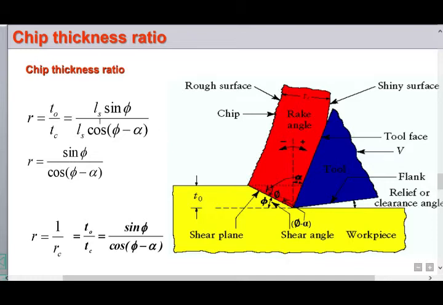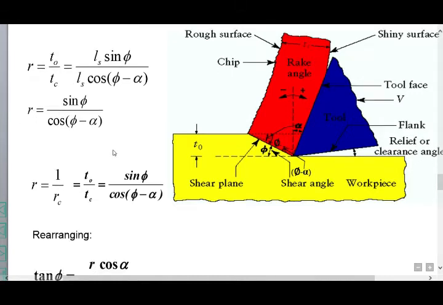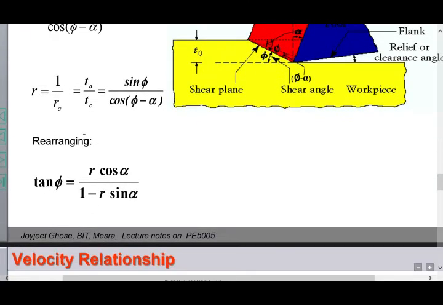What is here? Sin phi is equal to, and next this is the R. Gamma is equal to sin phi divided by cos phi minus alpha. Same way here also, rearranging, T0 divided by TC is equal to sin phi divided by cos phi minus alpha. So here phi minus alpha, this is here and is the phi.